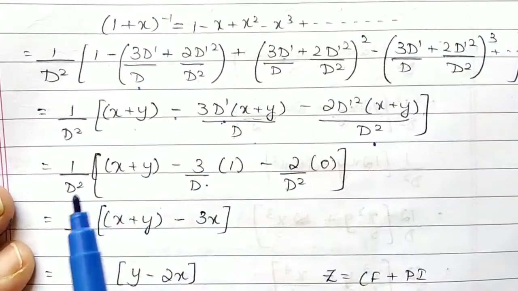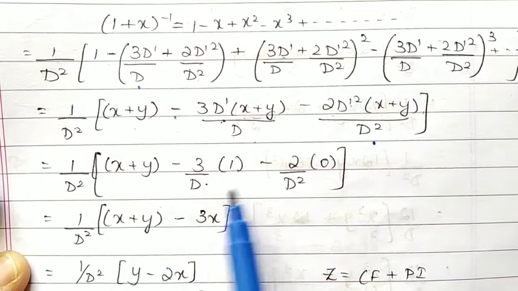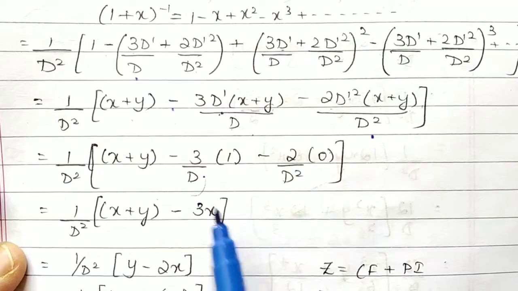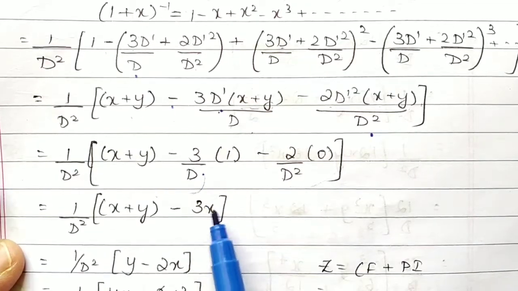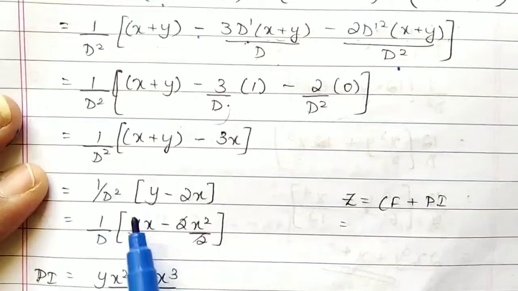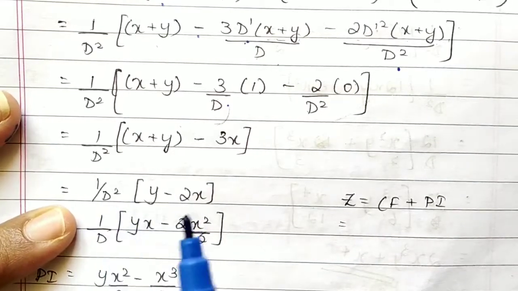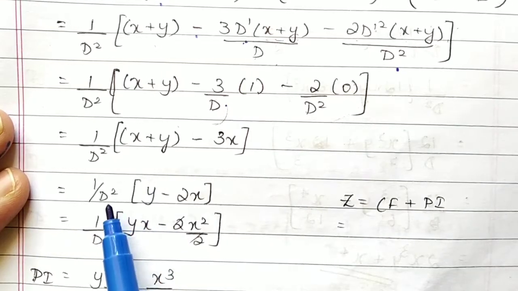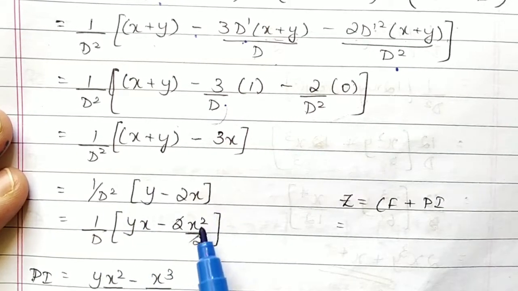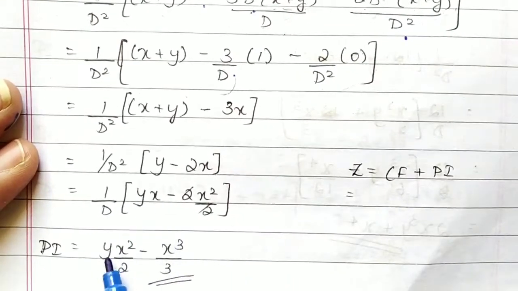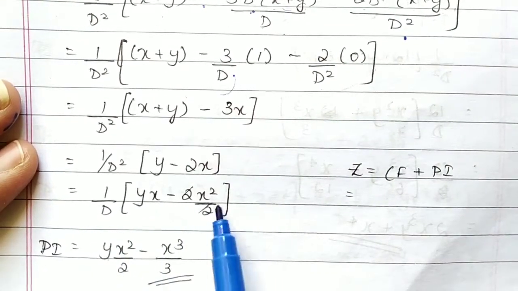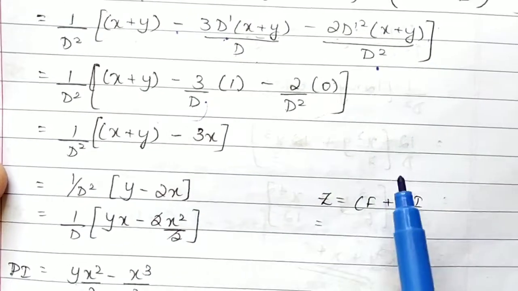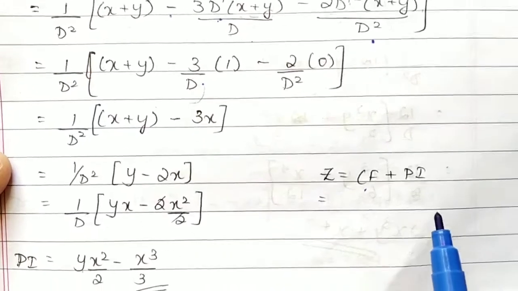So it is 1 by d square of x plus y minus 3 by d, this is 0. 1 by d means integration of 1. Integration of 1 is with respect to x, since it is d, so 3x you will get. So 1 by d square of this: first, 1 by d square means 2 times you have to integrate. One time if you integrate y into x, because with respect to x you are doing, minus 2 into x integration is x square by 2. Once again if you do y into x integration, x square by 2, minus 2 into x square integration, is x cube by 3. This is the particular integral. Now add complementary function plus particular integral.